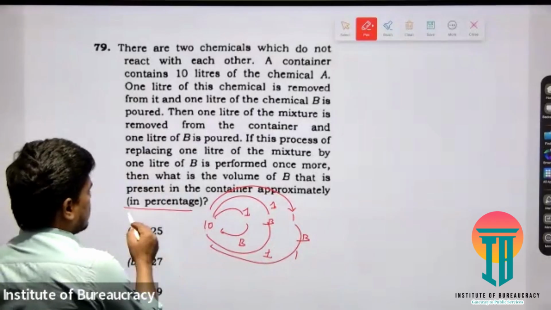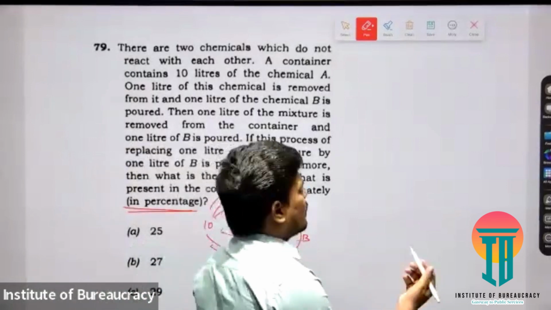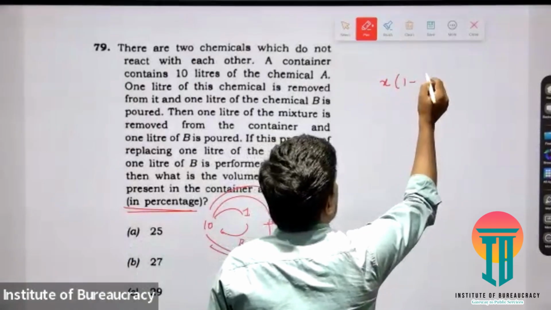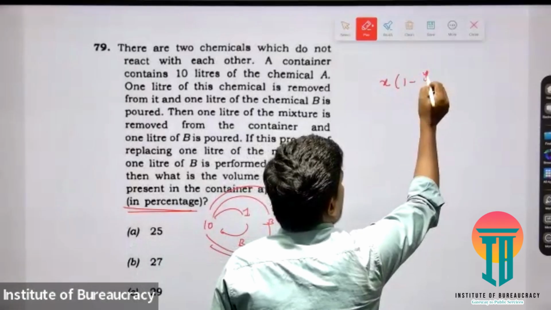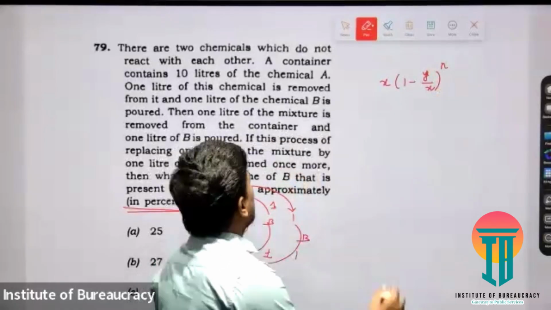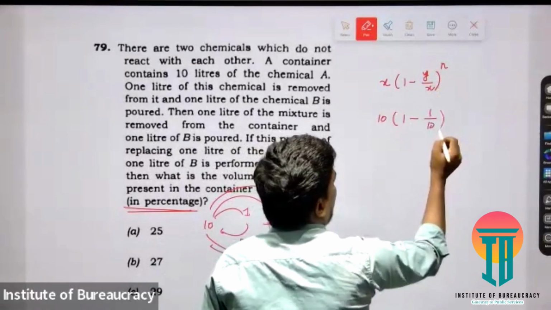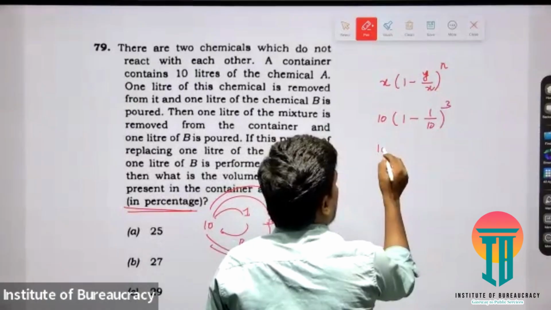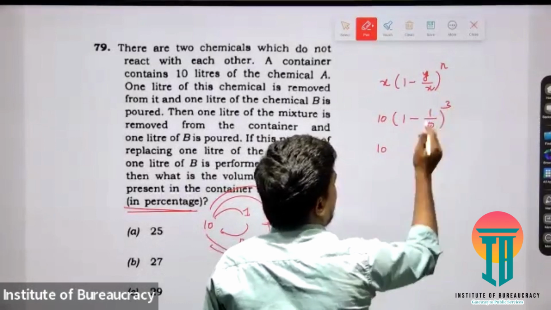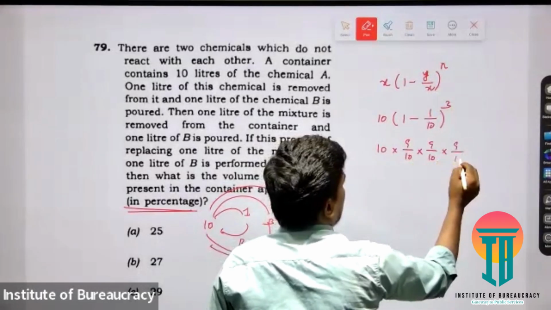So, in percentage. Here we can use a formula. If this is the original value X, then 1 minus how much we are removing each time, Y by X, to the power N, where N is how many times they are replacing. Originally we have 10 liters, and every time they are removing 1 liter, 3 times. So it is 10 minus 1, 9 by 10, 3 times: 9 by 10, 9 by 10, 9 by 10.